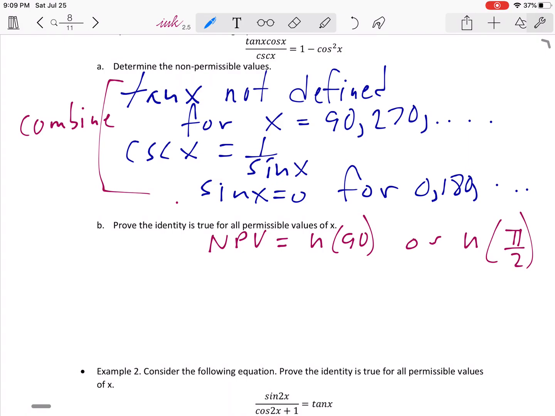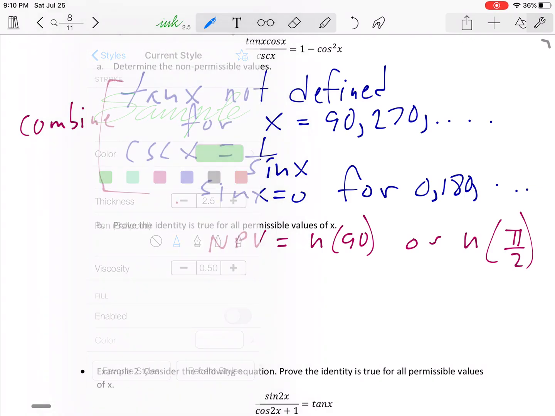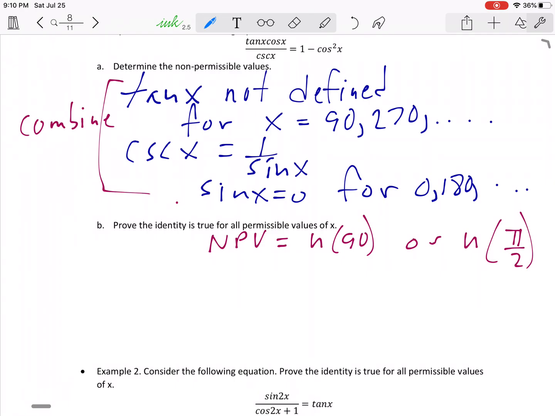Okay, so now let's get into a proof. What we want to show is that the expression on the left side and the expression on the right side are equivalent to one another. Again, just like what we've been doing so far, there's more than one way to do this. So let's look at the left-hand side. So tan x cosine x over cosecant x. Basically cosecant x is equal to 1 over sine.